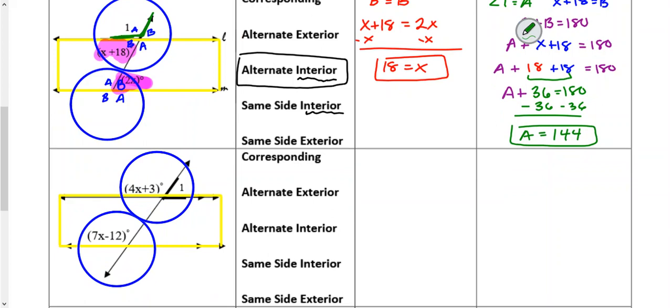And then I'm going to label my A's and B's. So A and B. Okay, the two angles I'm looking for, I have one inside my box, and I have one outside my box. And when one is inside, one is outside, that means they are corresponding. In order for them to be exterior, both have to be outside. And in order for them to be interior, both have to be inside.